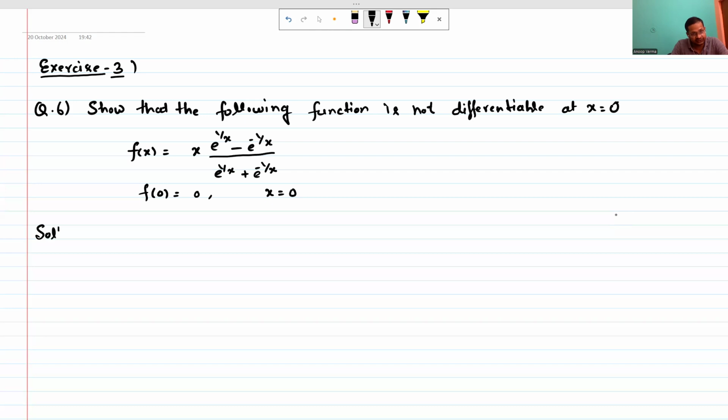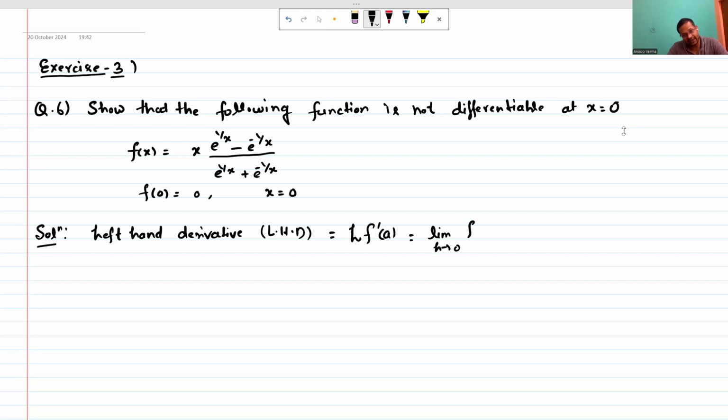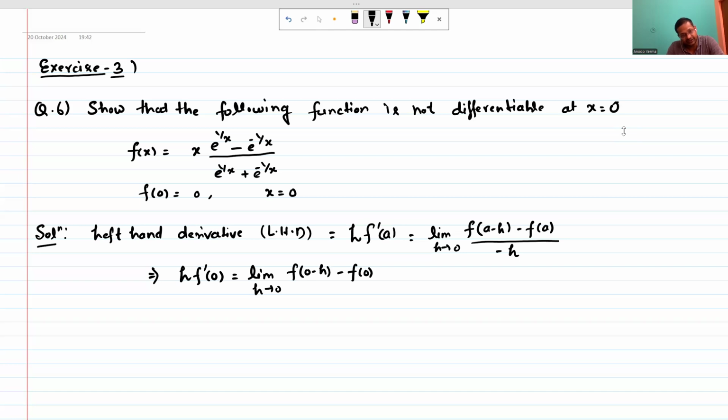So let's start. So left hand derivative, या फिर आप इसको शॉर्ट में LHD भी लिख सकते हैं, and that is denoted as, left hand derivative at the point a is defined as limit h tending to 0, f of a minus h minus f a divided by minus of h. तो at the point a, तो हमको क्या निकालना है, this left hand derivative at the point 0 is defined as limit h tending to 0, f of 0 minus h minus f0 divided by minus of h.